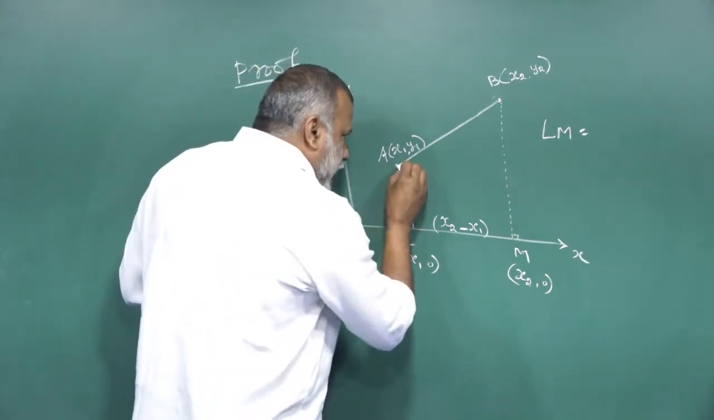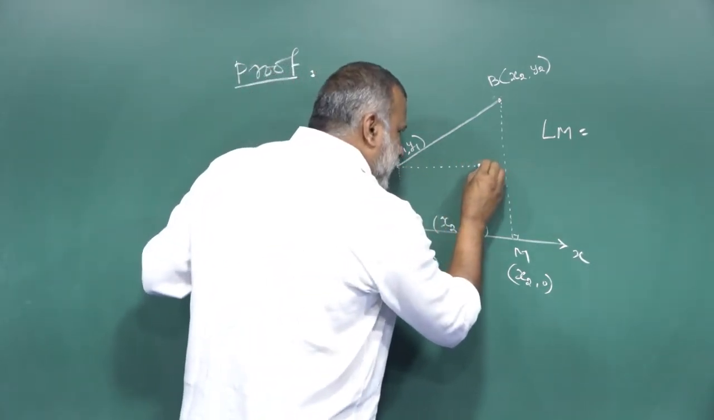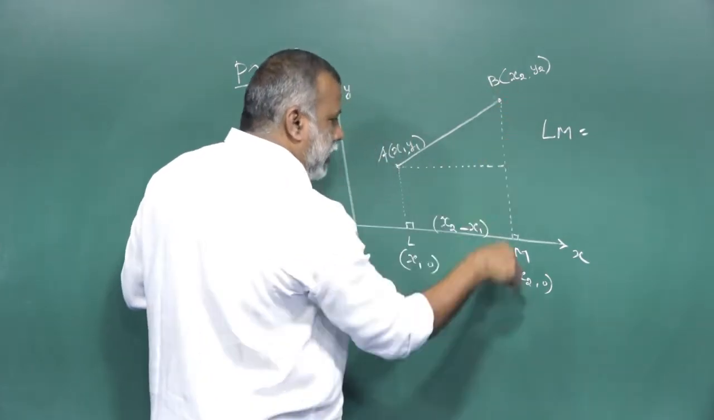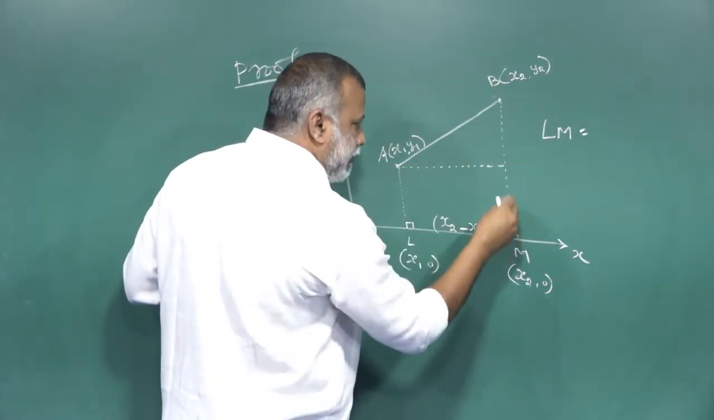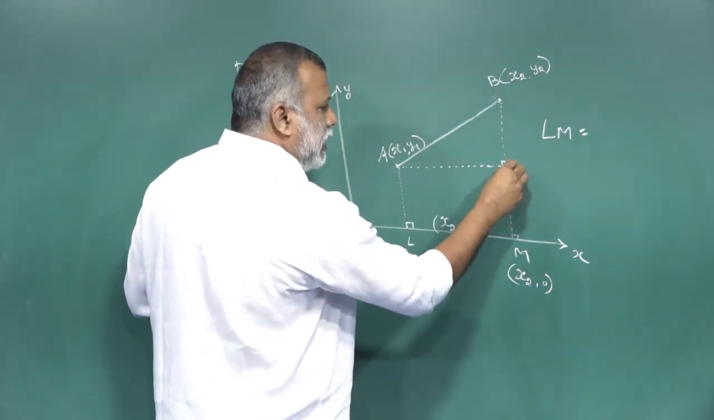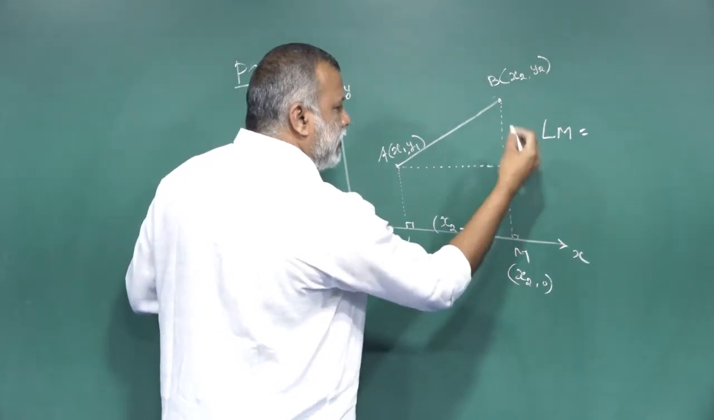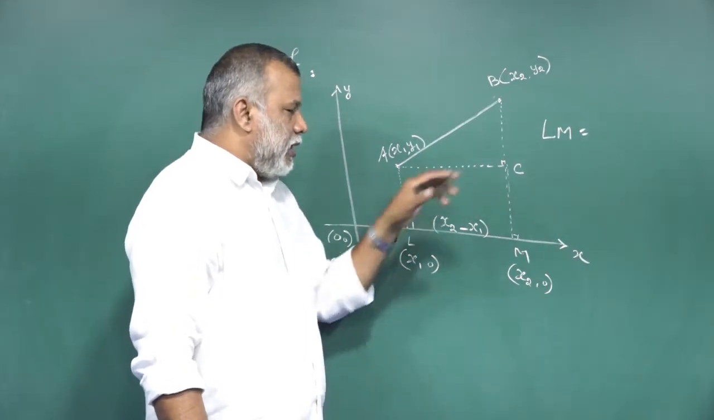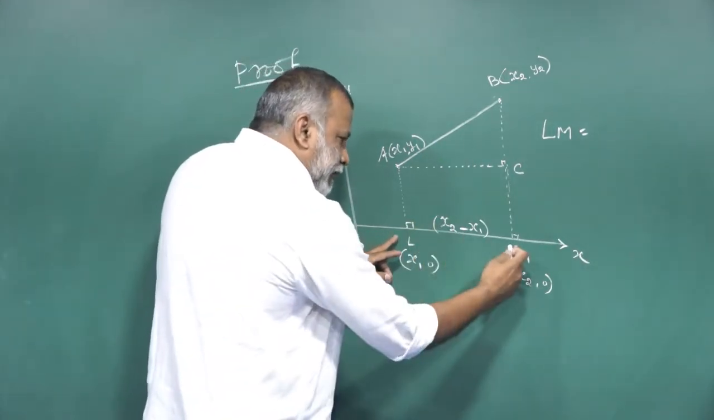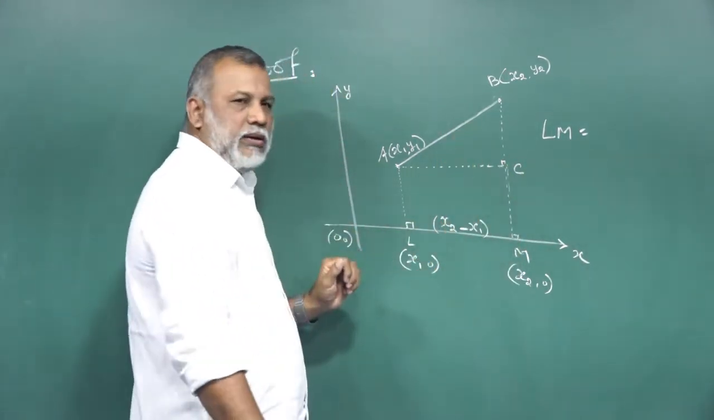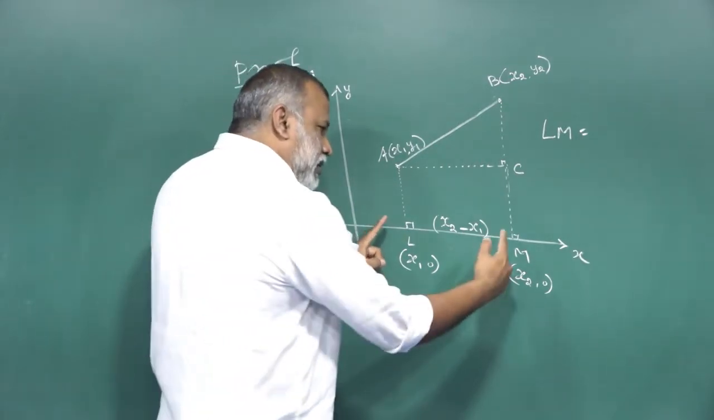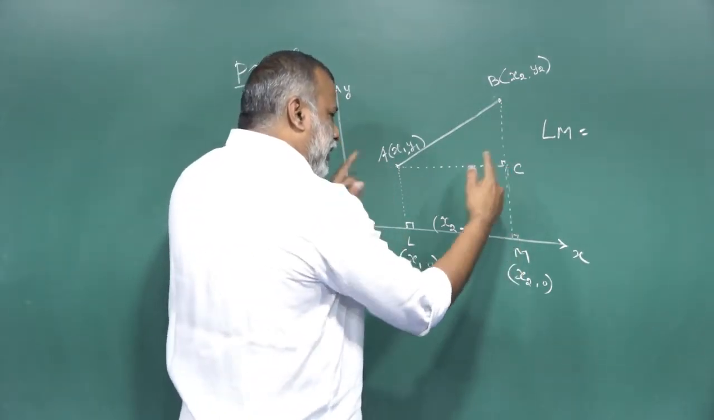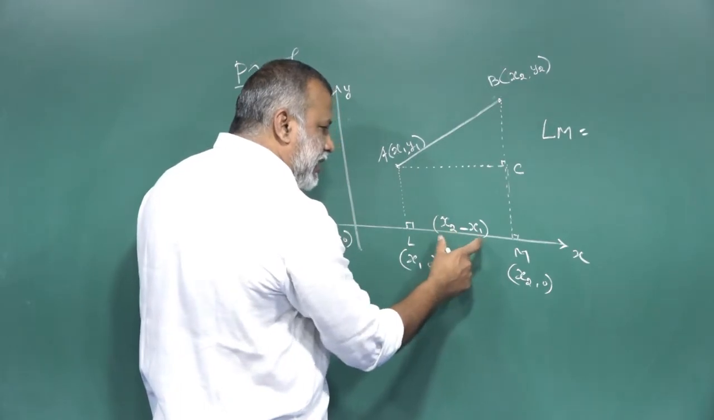Now I can draw a line perpendicular to this line BM, and give it the name C: A, B, C. Now see, LM is equal to AC. You are able to say this one, LM equal to AC. Therefore, what is the distance here, LM?